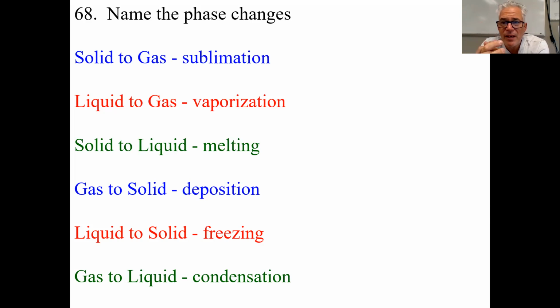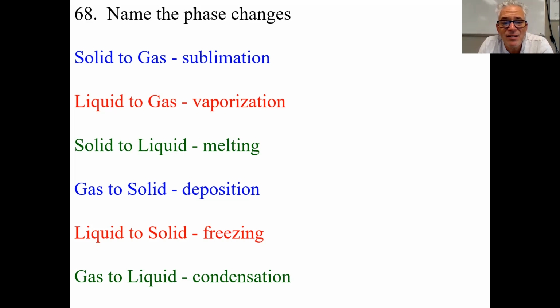Solid to liquid is melting. You can do that in your hand with chocolate or ice cubes. Gas to solid is the opposite of sublimation. That's the other hard one. That's called depositing or deposition. Liquid to solid, that happens when you put the water in the freezer, freezing, the F word.